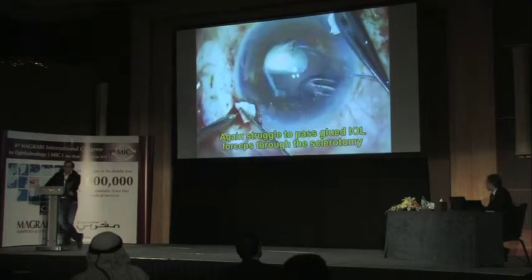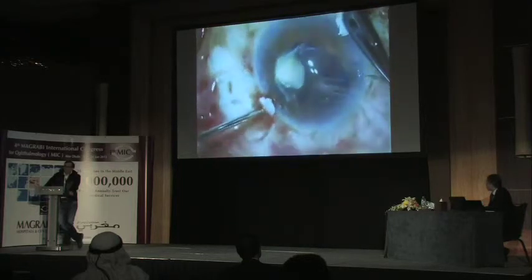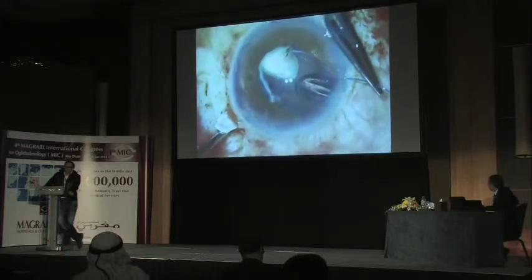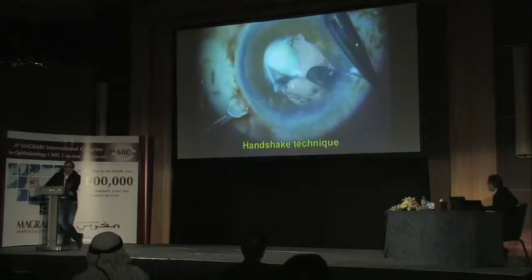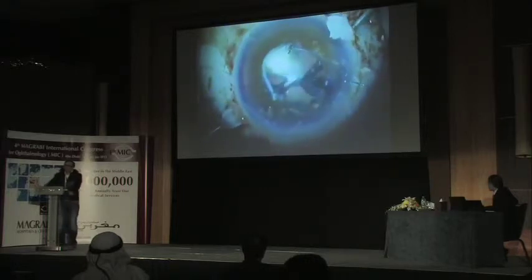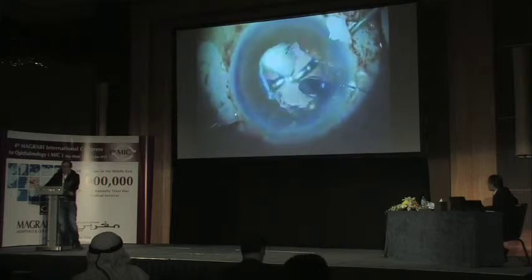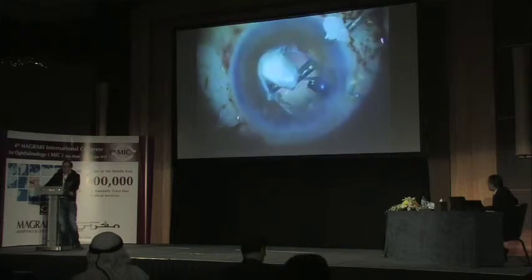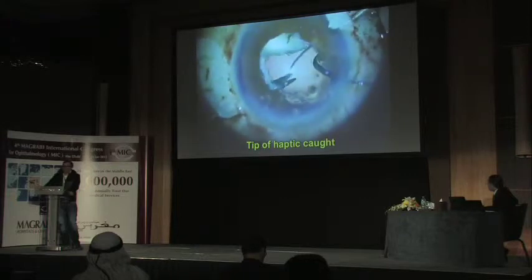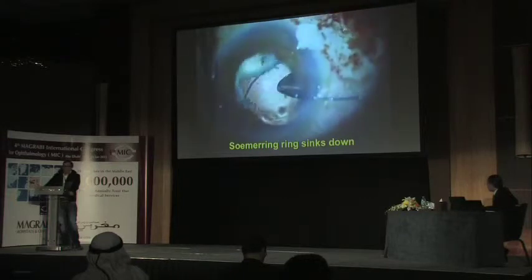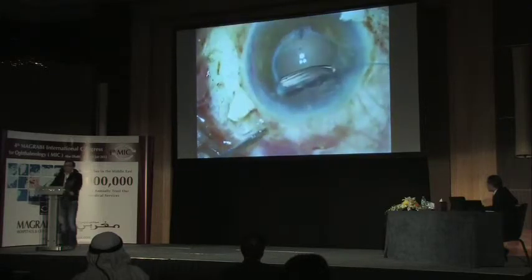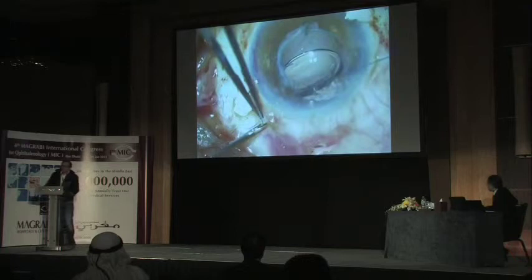Now when I'm going back in again I'm struggling to pass the forceps inside on the left hand side. Now once I go in again, I'm going to do a handshake technique. So you can see that I'm catching the haptic because I need to grasp the tip of the haptic. From the other side, I'm going in from the other side, catching the haptic with the forceps, trying to catch the tip of the haptic to externalize, and look at this, my ring is gone. In the bargain, my Sommering ring has gone down.